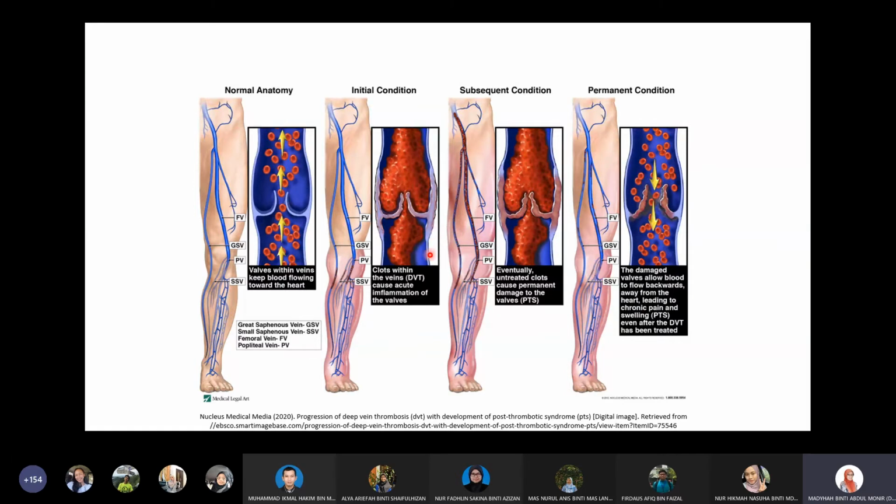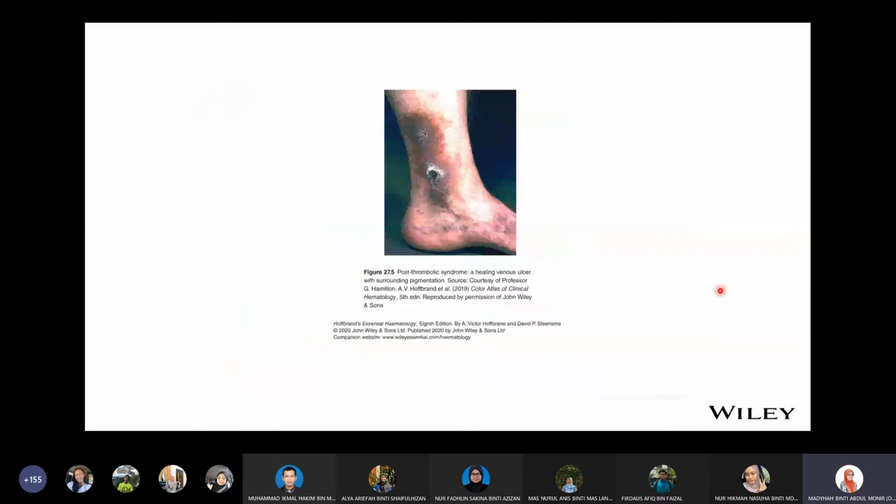This develops inflammation, and when it is long-standing, months and years, it will cause permanent damage to the valve. The damaged valve will cause the blood to flow backwards. This will lead to chronic pain and swelling, even though the DVT has been treated, and this is what we call post-thrombotic syndrome. But not many patients will develop it, only one third of the patients.